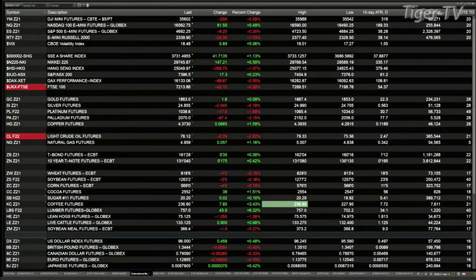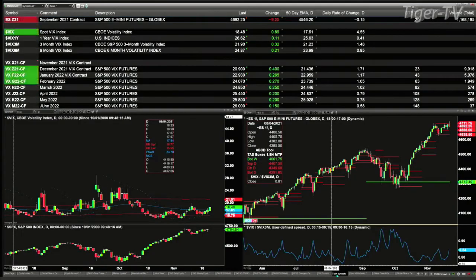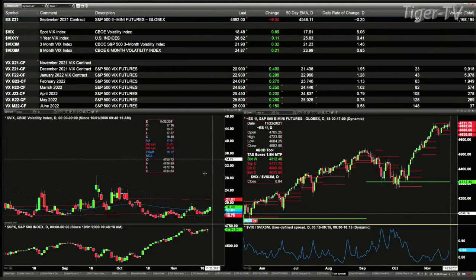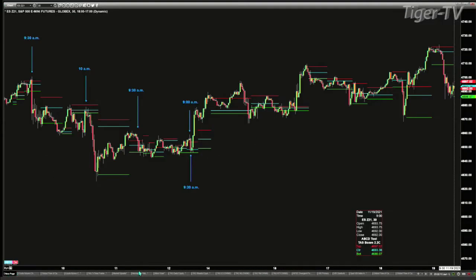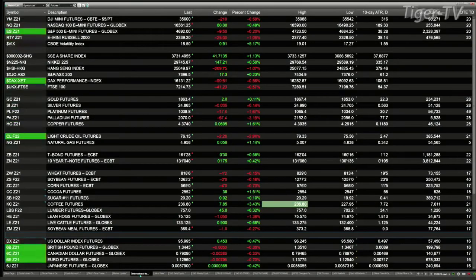You've got the spot volatility, which is trading above its 50-day exponential moving average. It's trading out at 1858. The 50-day exponential moving average is currently printed at 1761. If price closes above that at the end of the day, that is a suggestion to you and I that the ES Mini should move lower. But let's look at that for the end of the day.